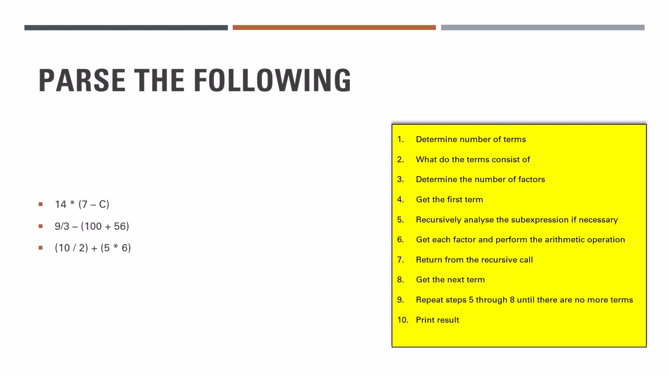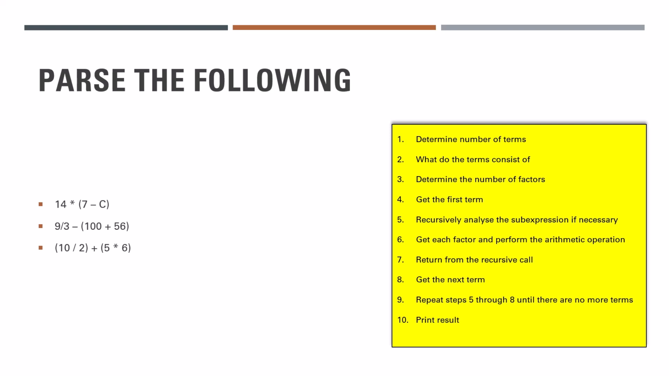Look at the last one, determine the number of terms. Again, there's 2 terms. What do the terms consist of? Parenthesized expressions, both of them. Determine the number of factors. Again, we've got 4. Get the first term. Now we will recursively analyze this sub-expression, get each factor and perform that division. Return and get the next term.